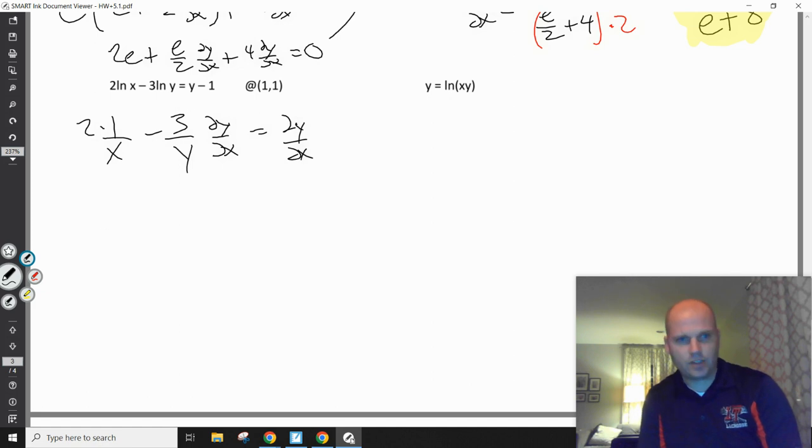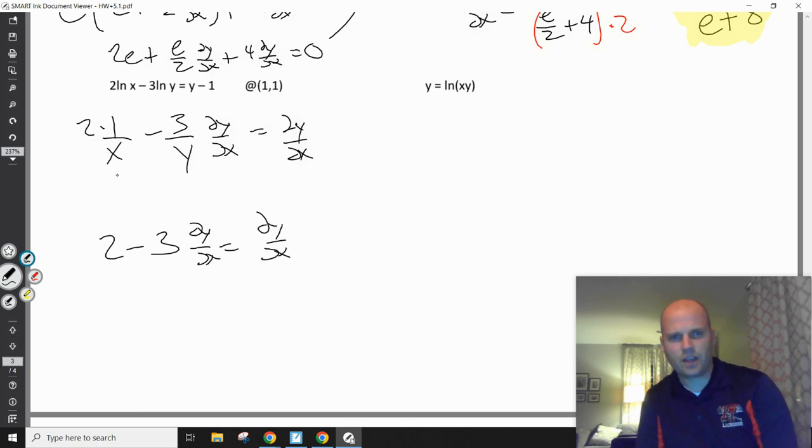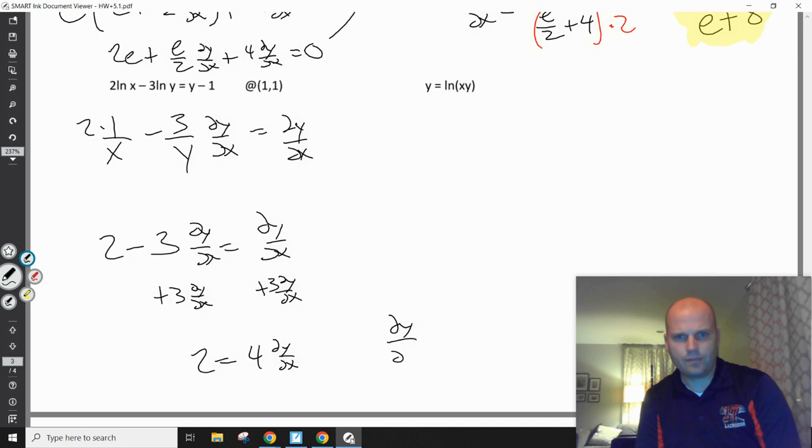This would be a great example of just plugging in 1, 1. Because we don't have to worry about the fractions inside of fractions when plugging in 1, 1. Just add 3 dy dx's to this dy dx. I get 4 dy dx's. Divide by 4, I get a half.